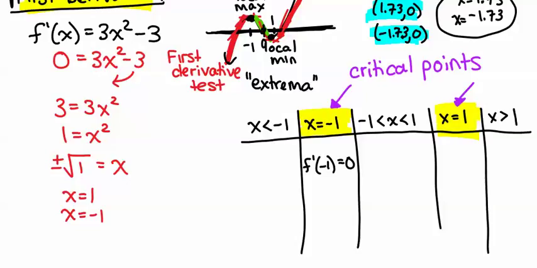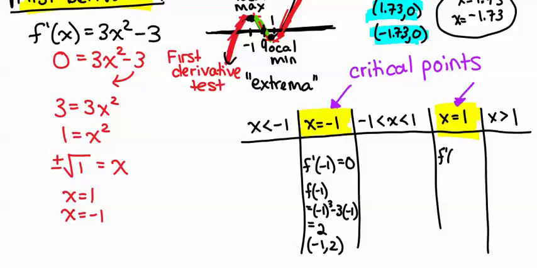And let's just find the y-coordinate so we know the exact location. If we do f of -1, go back to your original function. Your original function was x cubed minus 3x. If we plug that into our original function, we're going to get -1 plus 3, so 2. That means we're going to have a max or a min at (-1, 2). Cool.